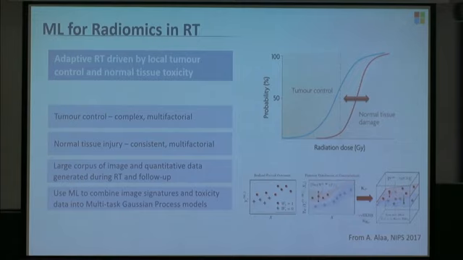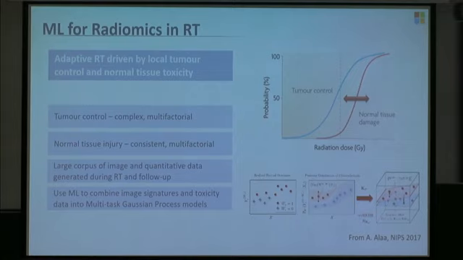And this is expressed as these two sigmoid curves. So this is a function of the probability of tumor control as we increase dose. And this is the probability of normal tissue damage as we increase dose. And so what we look for is always a compromise that gives us a reasonable level of tumor control without unacceptably high levels of injury to the normal patient.